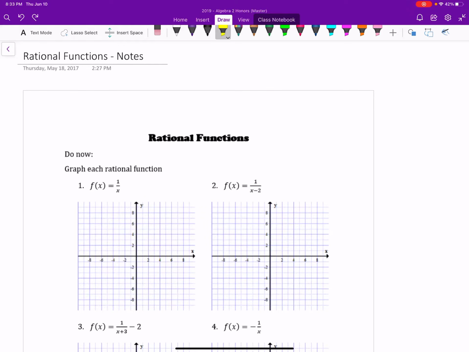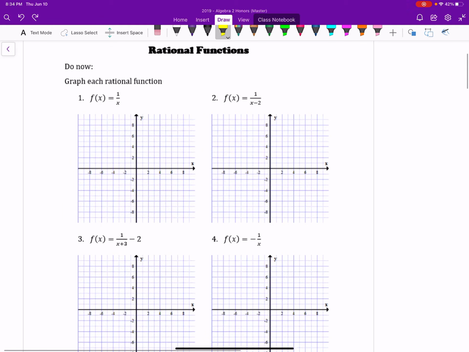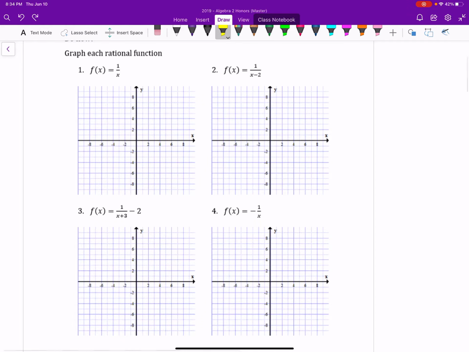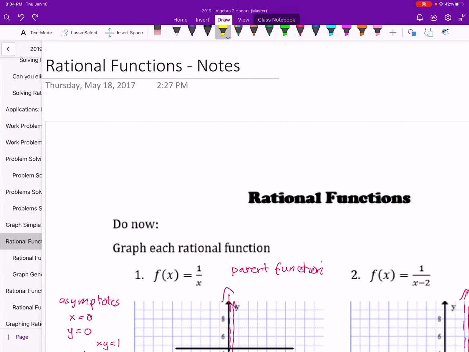Rational functions. What we're going to concentrate on today is some of the definitions surrounding rational functions, how to graph them, and how to find some points that help us do that. But the Do Now you should do right now. Pause the video, try and do the Do Now. This should be a review from the last section we did. Then come back. So pause now, and then I'll show the actual answers that I put in here.